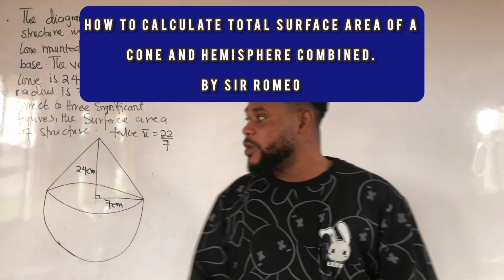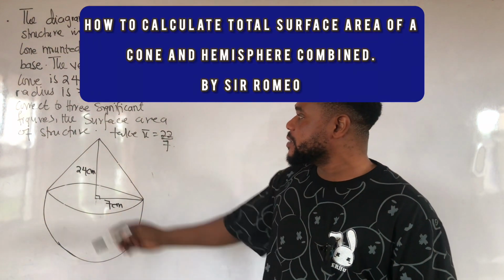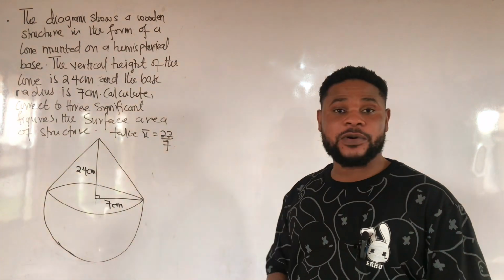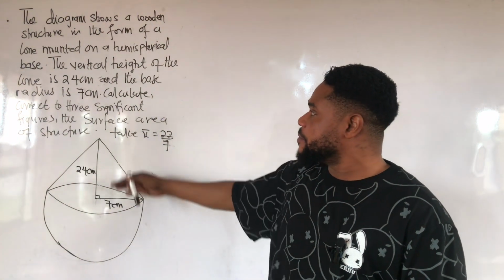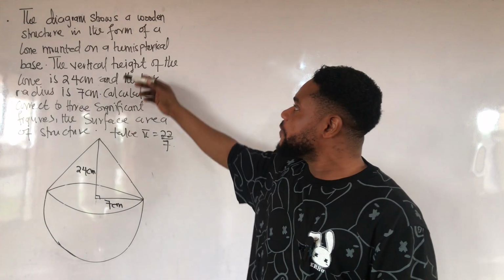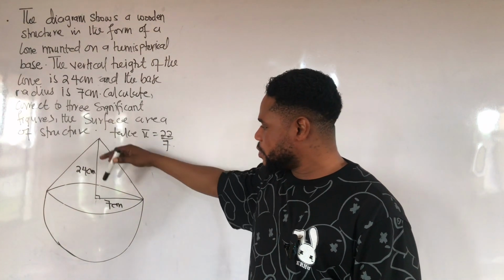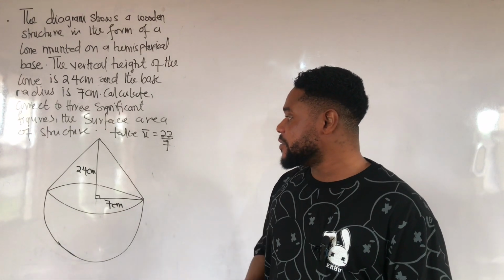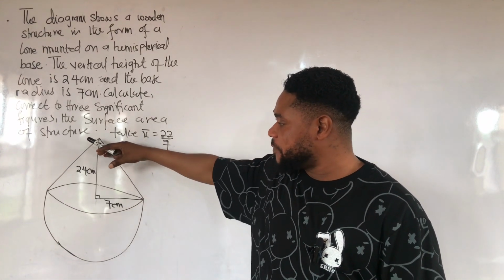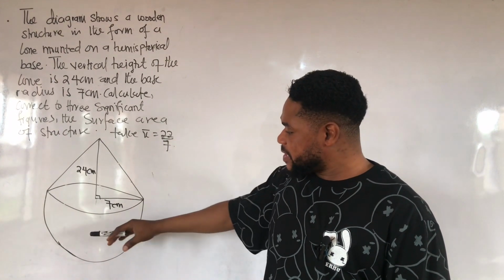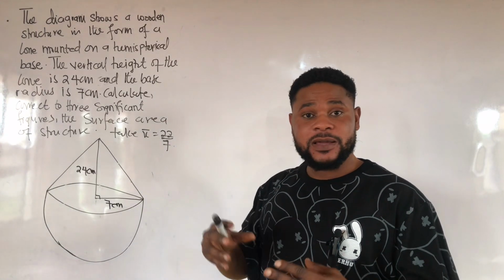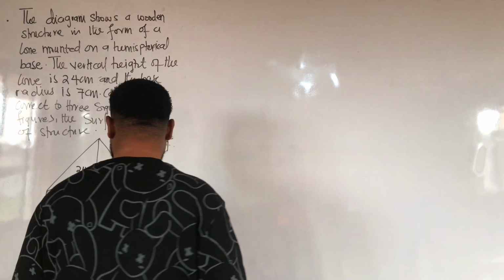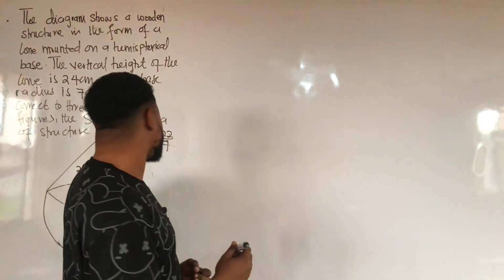All right, we want to look at how we can calculate the surface area of the structure in the diagram on the board. Now, this diagram is a combination of a hemisphere and a cone combined together. To find the surface area, we are going to find the surface area of the cone, find the surface area of the hemisphere, then we add the two together.